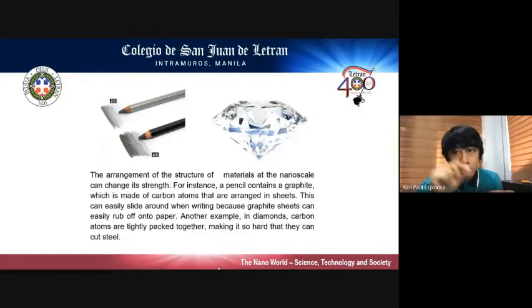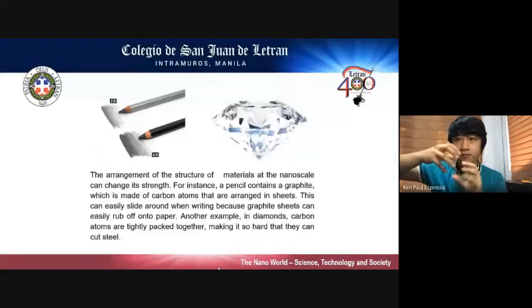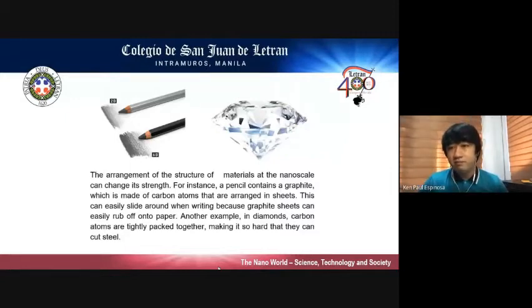So, pagka sinulat mo, di ba nalalagas? Kasi nga, yung structure ng element in a material, palapag lang siya. Nakuha niyo po ba? Pero pagka naka-roll siya, like diamond that can cut steel, matibay. Nakuha niyo? So, if you manipulate things, it can change its strength.